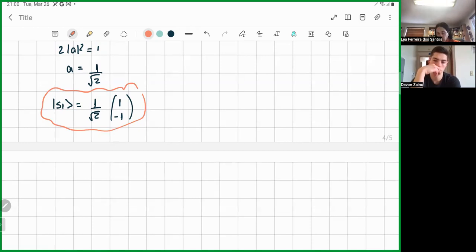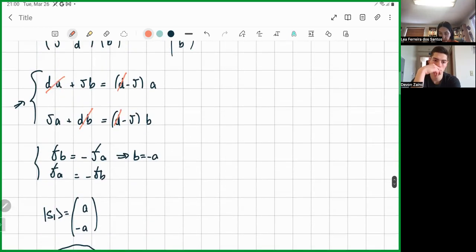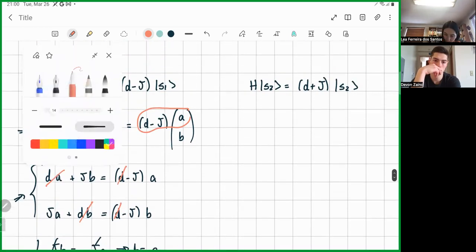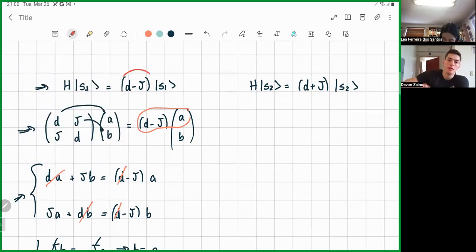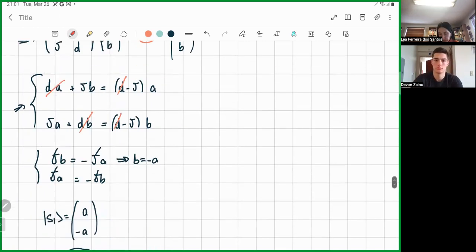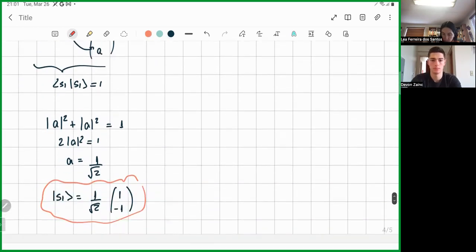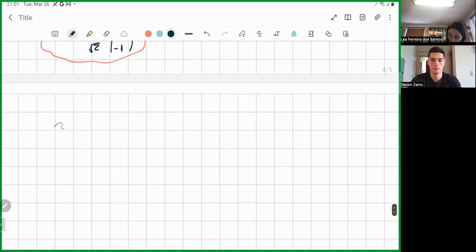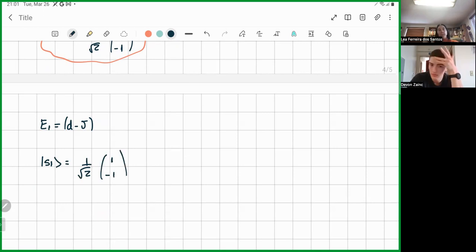Okay, so now we have the eigenvalue D minus J, and the corresponding vector, this S1. Okay, so I'm going to write it here. We found that for the eigenvalue, for this energy, D minus J, the corresponding vector is this 1 over square root of 2, 1 minus 1. And so you see, remember, we are still in the first step of the procedure, which is solving Schrödinger's equation. Well, but there is another eigenvalue.